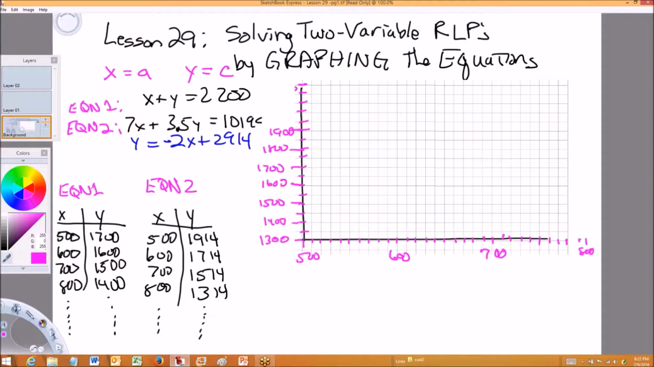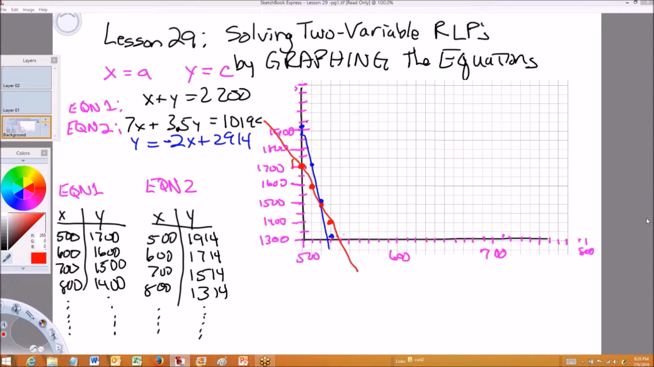All right, and let's go ahead and plot the ordered pairs. I will use red for equation 1's ordered pairs, 500 and 1,700. So x is 500, y is 1,700. And I will use blue for equation 2's ordered pairs. 1914 is going to be around in there. And I will attempt to draw straight lines for both of these.